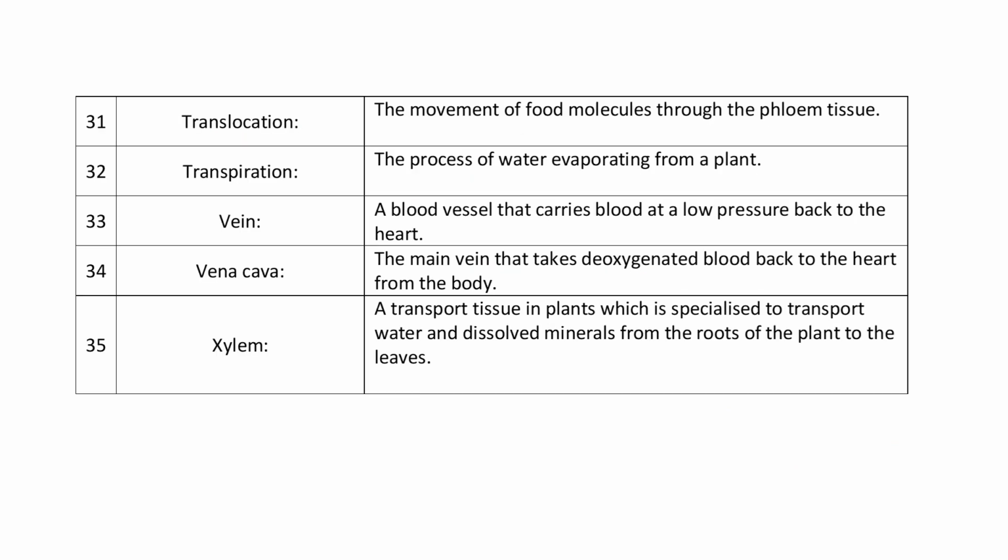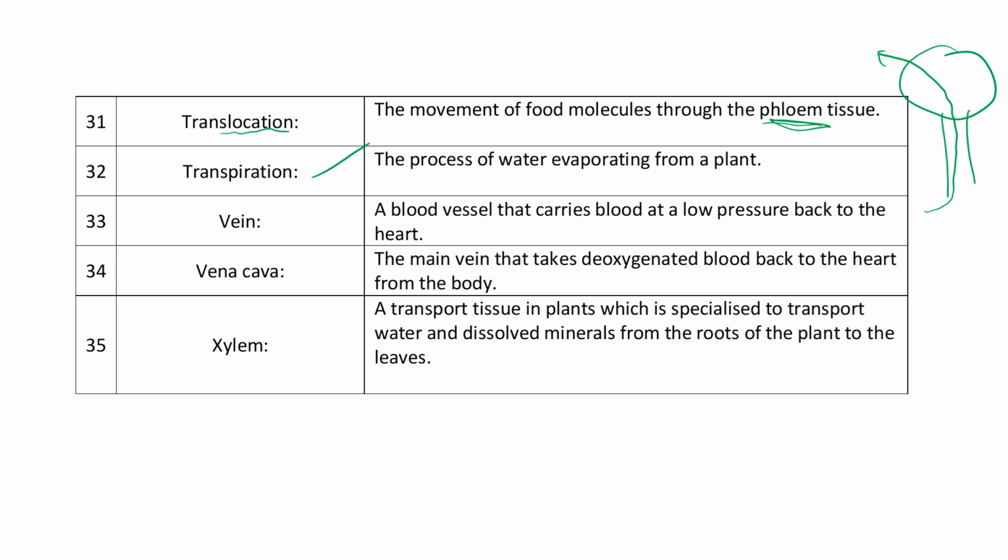The movement of food molecules through phloem. So phloem is mostly the movement of glucose. It's translocation, so it's move the location. The process of water evaporating from a plant. So there's a very, very posh tree. So that is water that goes up and out of the leaves, is transpiration.